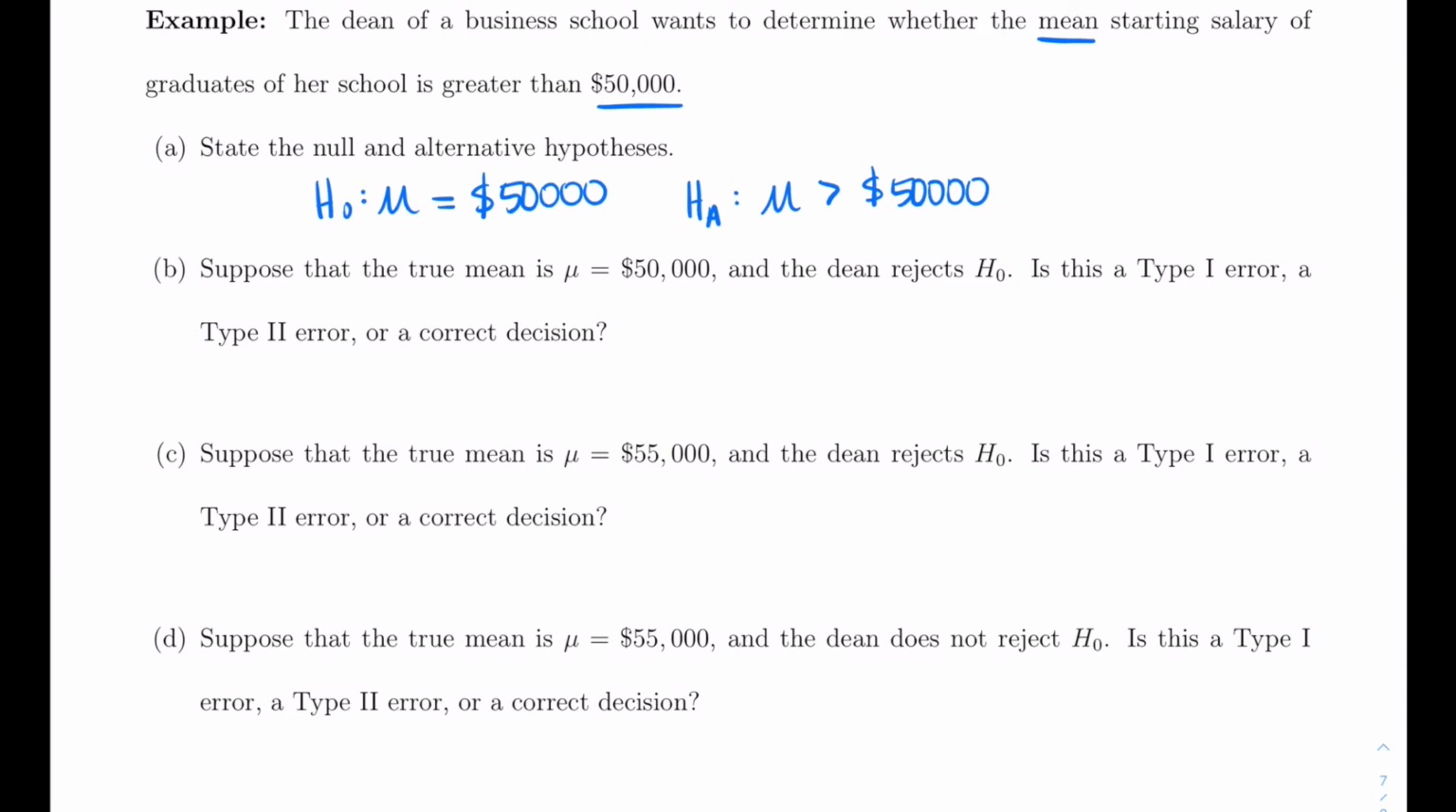In the first one, part B, we're told that the true mean is $50,000. But she decides to reject H naught. So think about what H naught is saying in comparison to this statement right here that I underlined. If the true mean is $50,000 and the null hypothesis is saying that the mean is $50,000, then this is implying that H naught has a true statement. And you don't want to reject a true statement. And she decided to reject it. So here she has made a type 1 error.